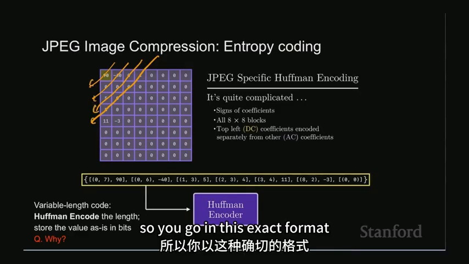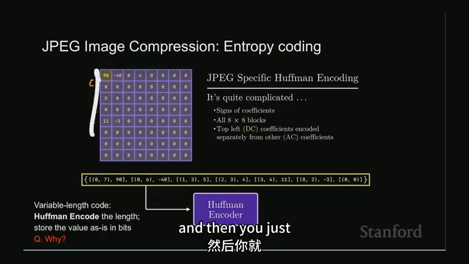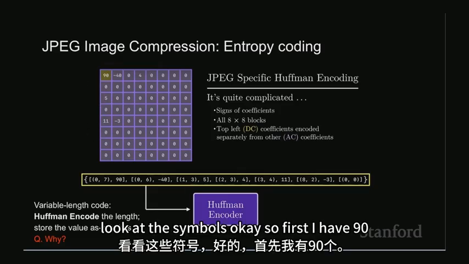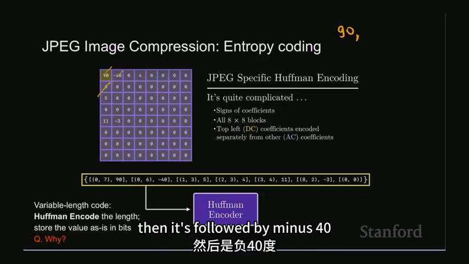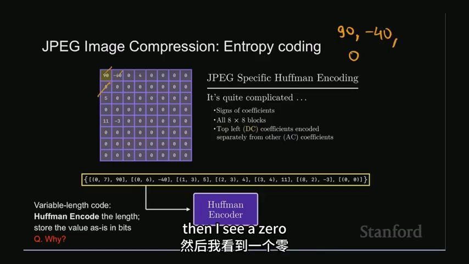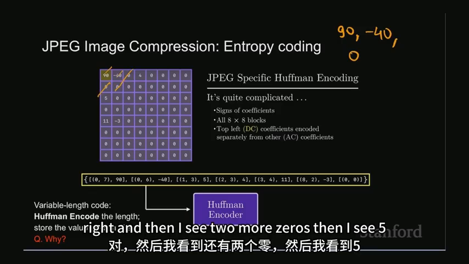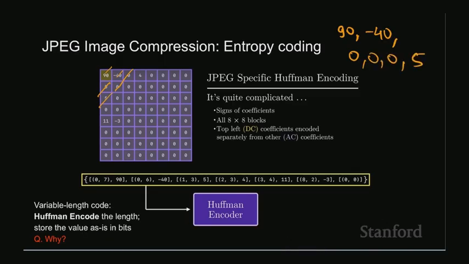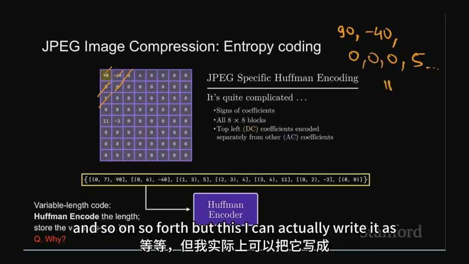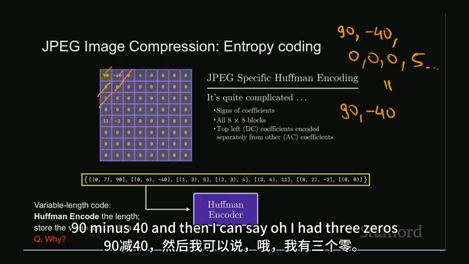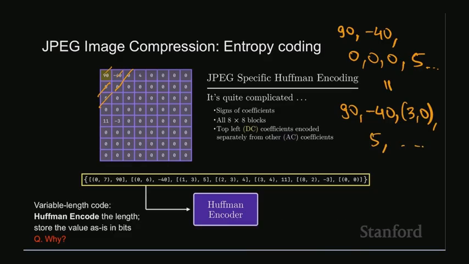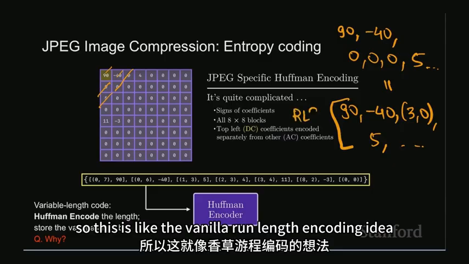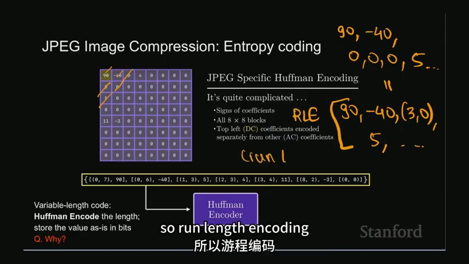So you go in this zigzag format, and then you just look at the symbols. Okay, so first I have 90, then 90, okay, this is done. Then it's followed by minus 40. Then I see a 0, right? And then I see 2 more zeros, then I see 5. So I see this, and so on and so forth. But I can actually write it as 90, minus 40, and then I can say, oh, I had 3 zeros. And then I had 5, and so on and so forth. I don't really need to care for 0 as this. So this is the vanilla run length encoding idea.